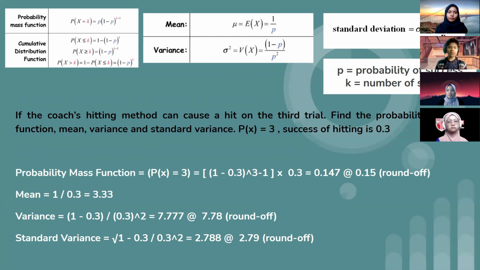Now, to find the mean, it is 1 divided by the probability of success. Since the probability of success is 0.3, 1 divided by 0.3 gives 3.33 as your mean. And the variance is (1 minus 0.3) divided by 0.3 to the power of 2. So you will get 7.77, which is equivalent to 7.78 after rounding off. And lastly, to find the standard deviation, which is the square root of the variance, you will get 2.78, and you round it off to become 2.79.